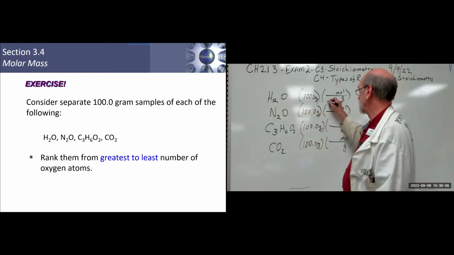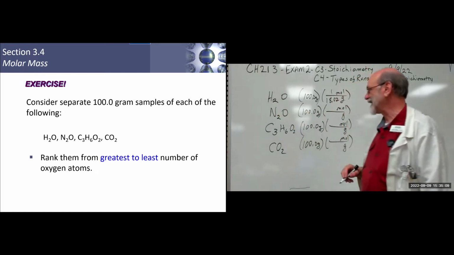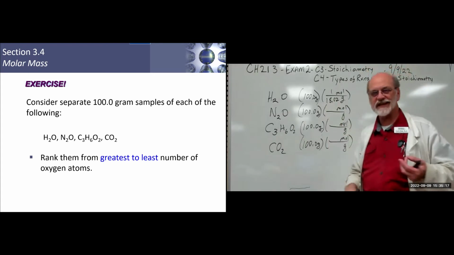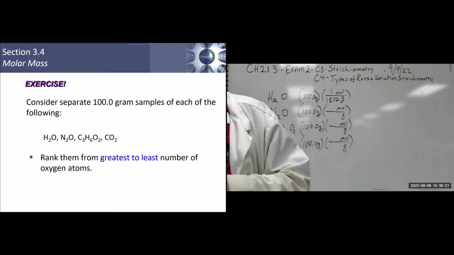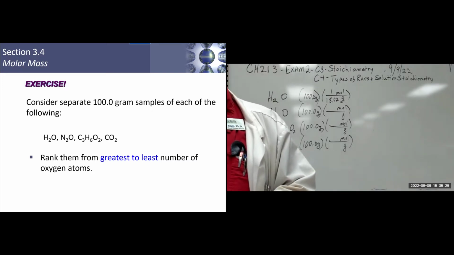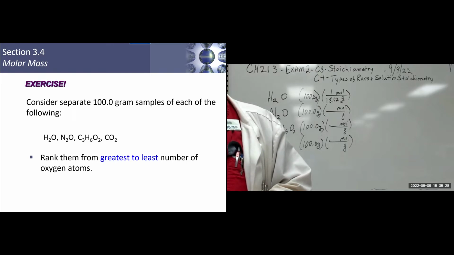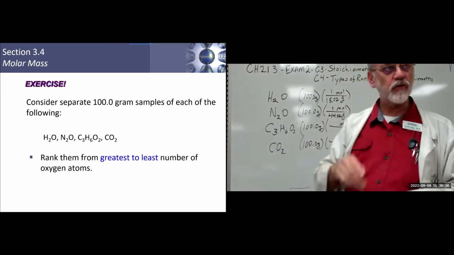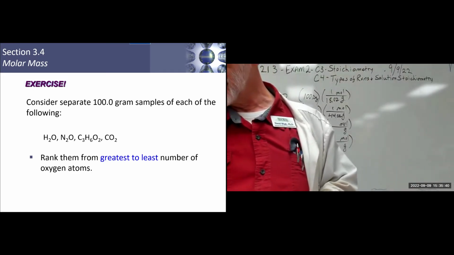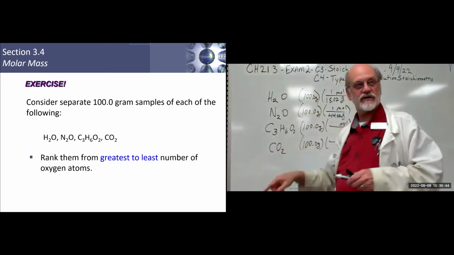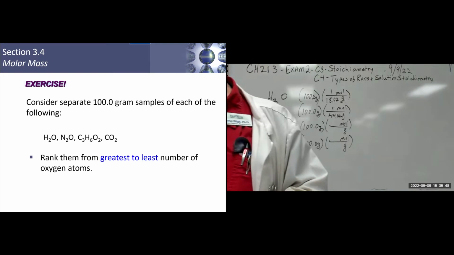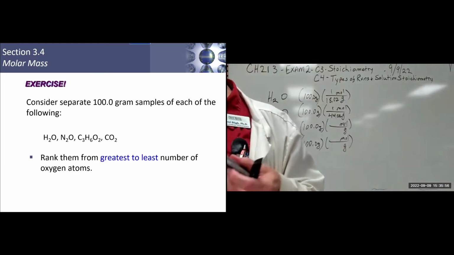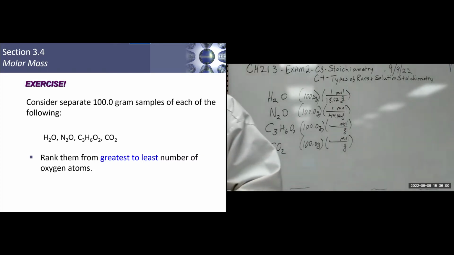So what's the molar mass of water? We did that one before. 18.02. Dinitrogen monoxide. Nitrogen's 14.01, so times 2 is 28.02 plus 16. Can anybody do that in your head? 16 plus 28.02. 44.02. This one. We need 3 carbons, 12.01. Six hydrogens, 6.06, right? 6 times 1.01. And oxygen. 1 oxygen, 16, 2 oxygens is 32. Rounded to 2 decimal places, so that's 74.09.